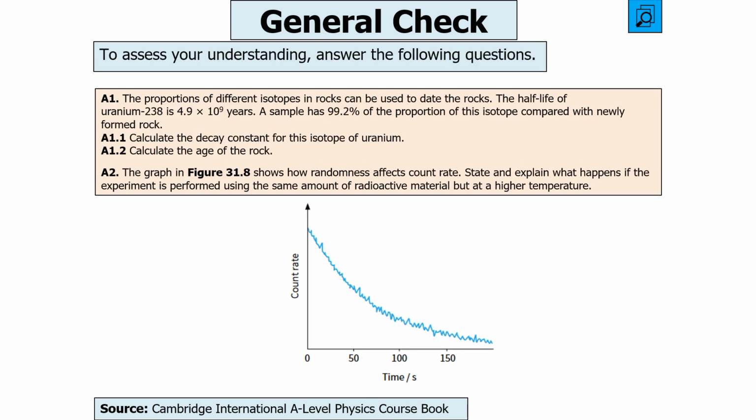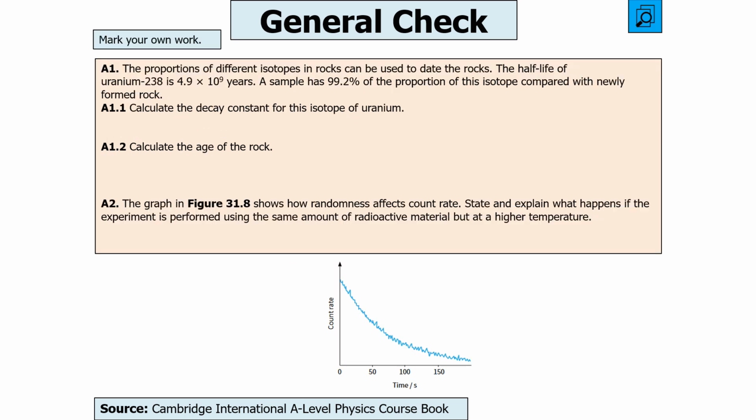The next question says the proportion of different isotopes in rocks can be used to date the rocks. The half-life of uranium-238 is 4.9 times 10 to the 9 years. A sample has 99.2% of the proportion of this isotope compared with the newly formed rock. Calculate the decay constant for this isotope of uranium and calculate the age of the rock. Then the figure below shows how the randomness affects count rate. State and explain what happens if the experiment is performed using the same amount of radioactive material but at a higher temperature. So pause the video now, then unpause the video when you want to go through your answer.